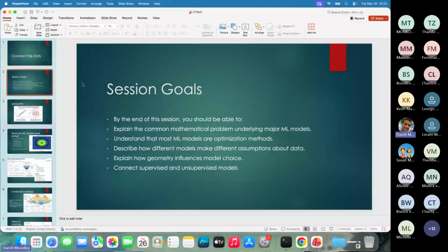And then you describe how different models make different assumptions about data, explain how geometry influences model choice, and I'll explain what geometry means in the next slide. And we'll connect supervised and unsupervised models. I'm pretty sure a lot of you are familiar with the difference between the two, judging from your answers in your assignment. So you kind of have an idea of what supervised and unsupervised is. Okay, let's move on to the next slide.